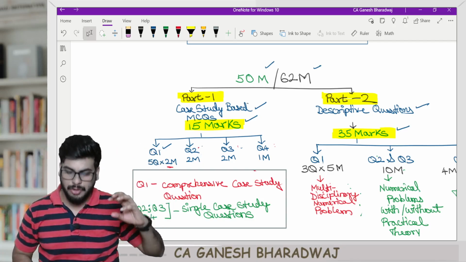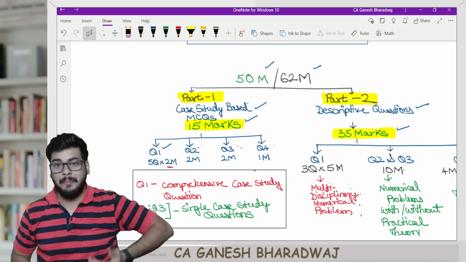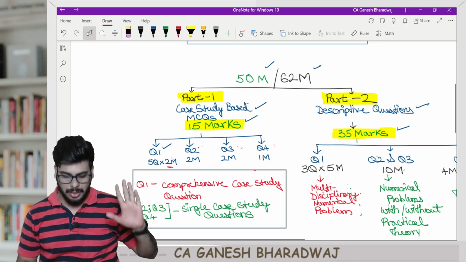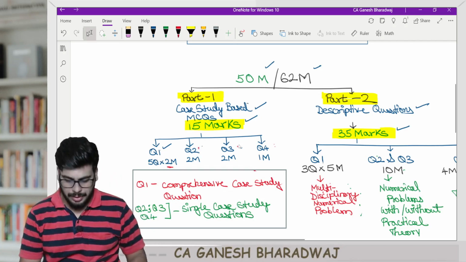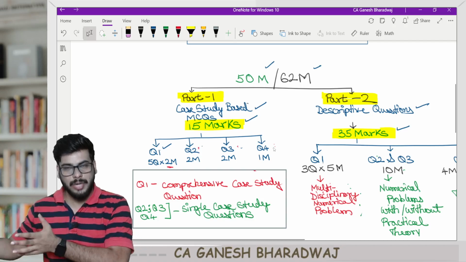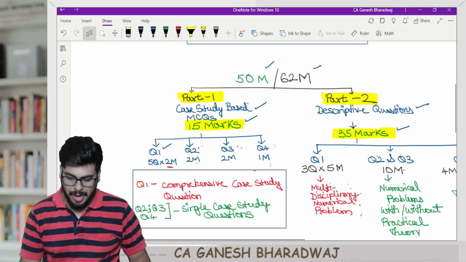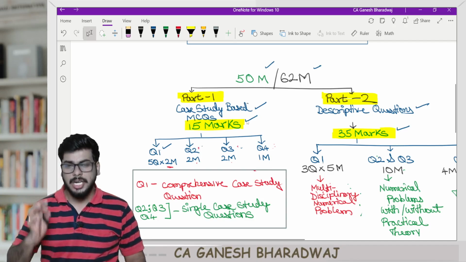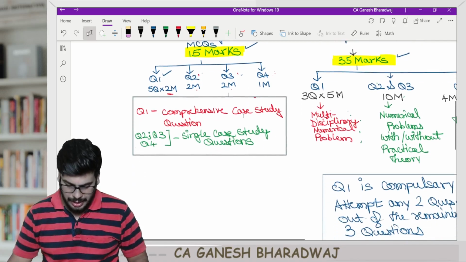Question number 1 is a case study based MCQ. It's going to be a comprehensive case study based MCQ carrying 5 questions, each carrying 2 marks, right? Question 2, question 3 and question 4 are standalone MCQs with 2 marks, 2 marks and 1 mark. So that makes it 15 marks here. Clear with this, guys? Now, one interesting observation is that, right?